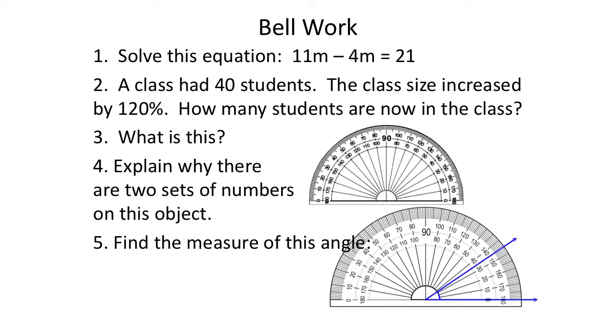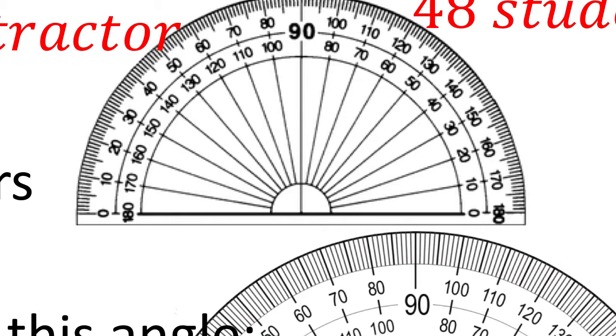All right, here's our bell work. All right, there's some of our answers. And yeah, this is a protractor right here. And it is important to understand why there is two sets of numbers on this thing.